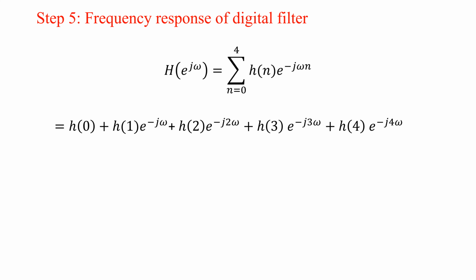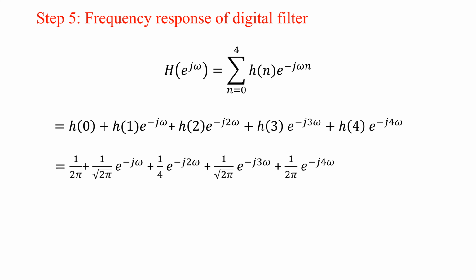Next step is we can find the frequency response. The formula is given. We can substitute the values h of 0, h of 1 and we can get the frequency response.